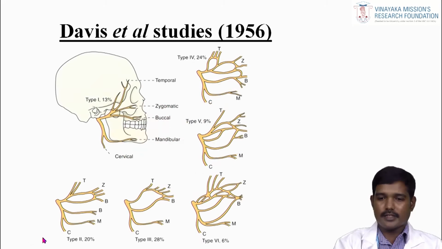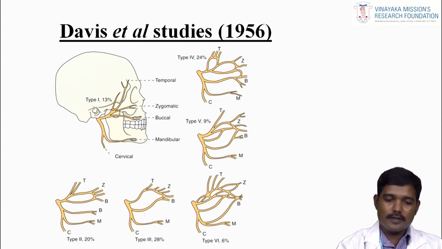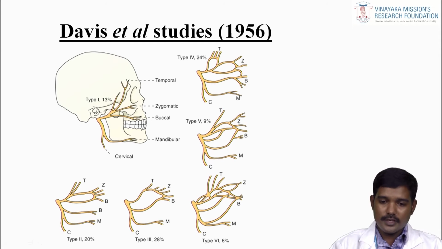This is a study done by David et al., 1956. His study gives 6 patterns of the terminal branches of the facial nerve.